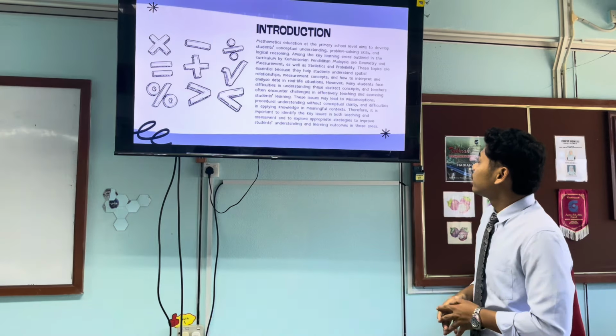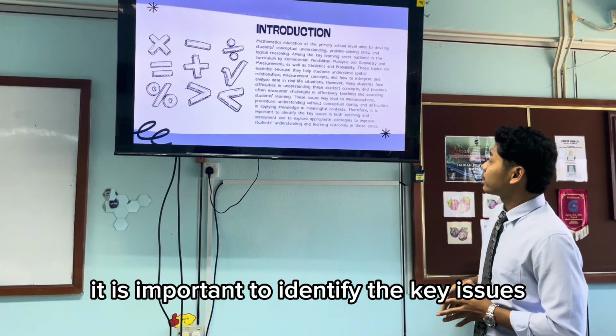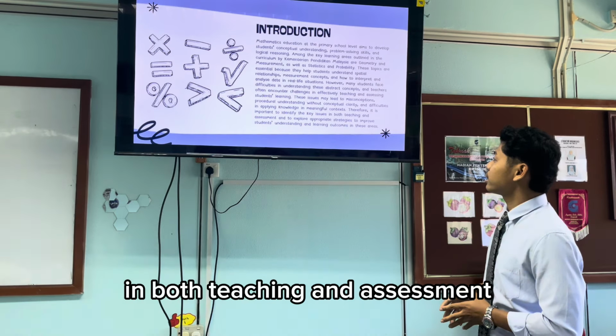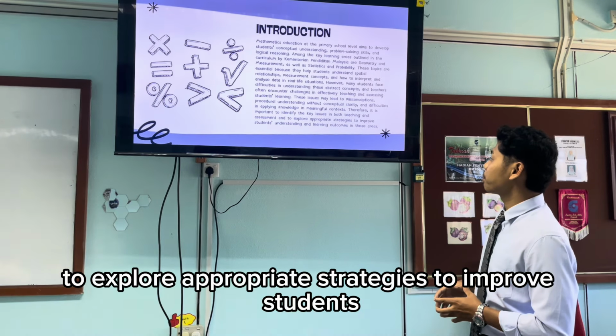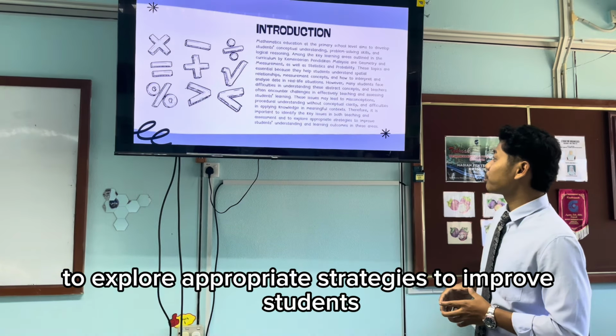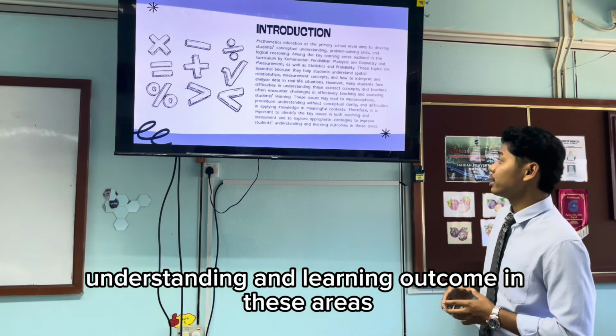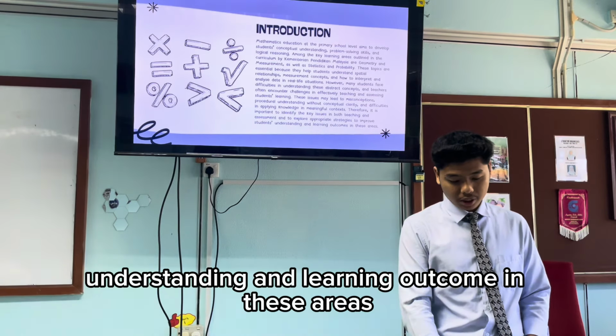Therefore, it is important to identify the key issues in both teaching and assessment to explore appropriate strategies to improve student understanding and learning outcome in these areas.